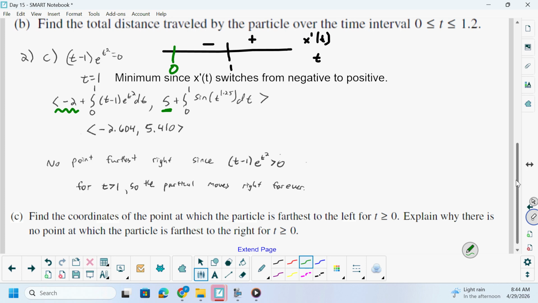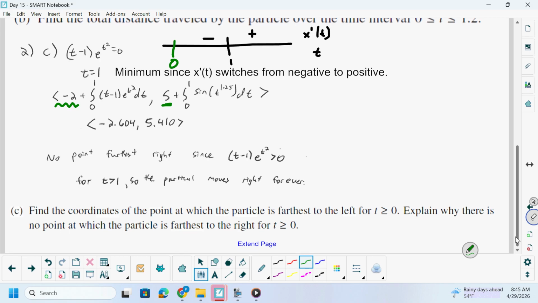For the second part of question C, the reason it is never furthest to the right is there is never a relative maximum. Our second interval there, x prime is always positive. So as t continues to increase, we're just moving further right, further right, so there is no furthest to the right.